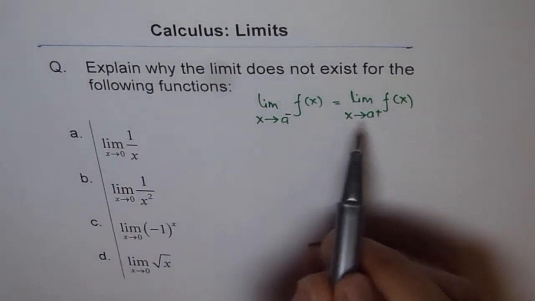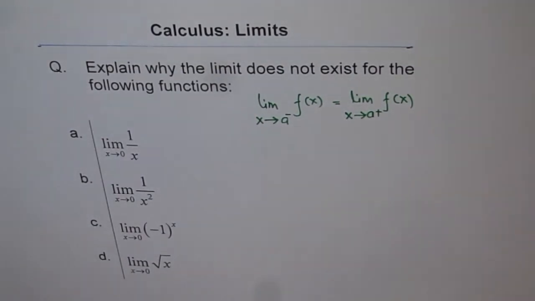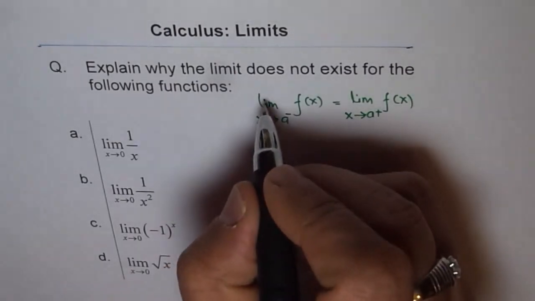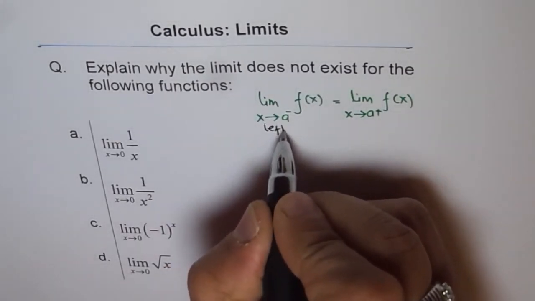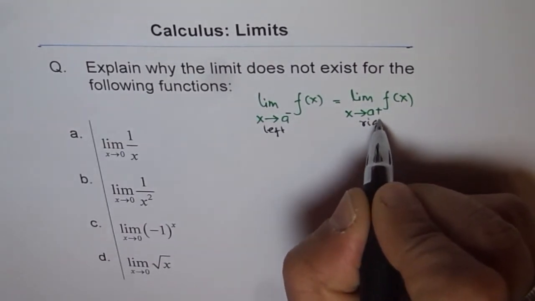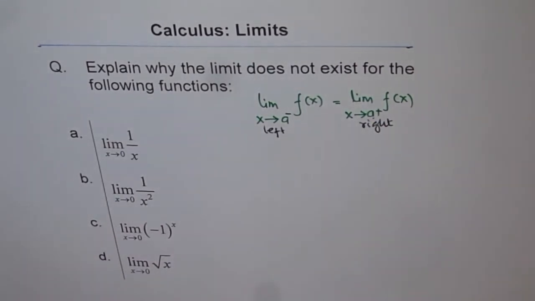When we say negative and positive side, what do we mean? We mean that to the left is the negative side, so that means from the left. This is from the left side. And this is right of a. Do you see that? So when both are the same, both are real numbers, then and only then the limit exists, and it is that value. Correct?